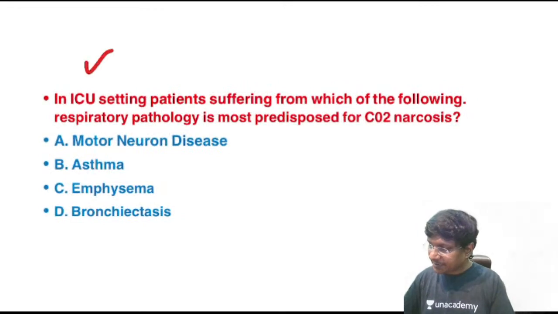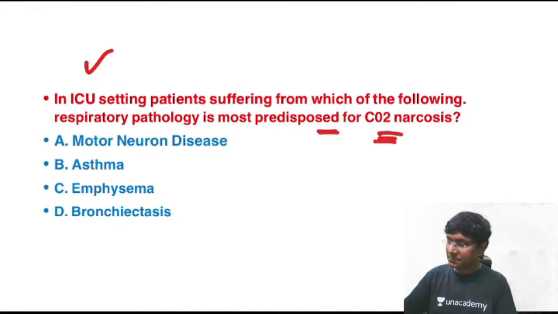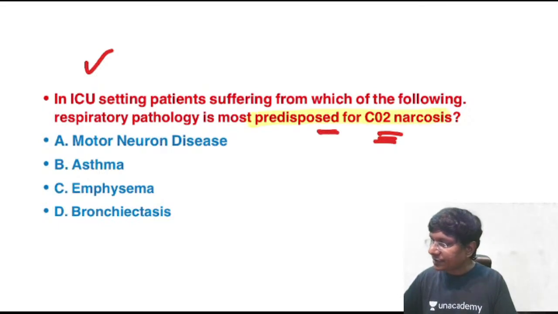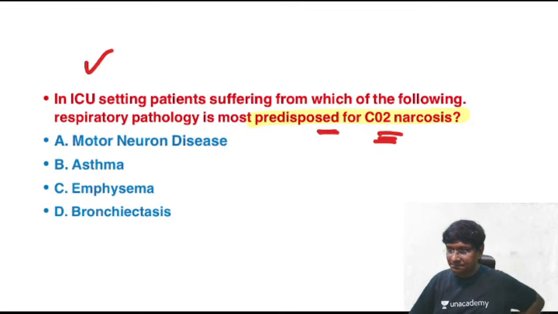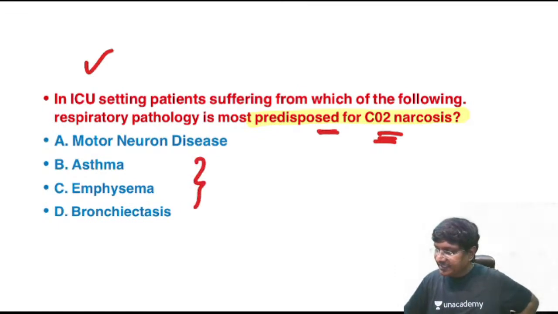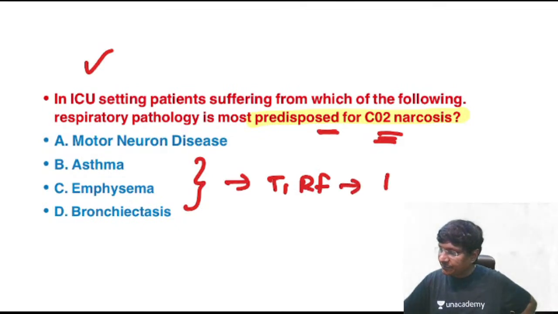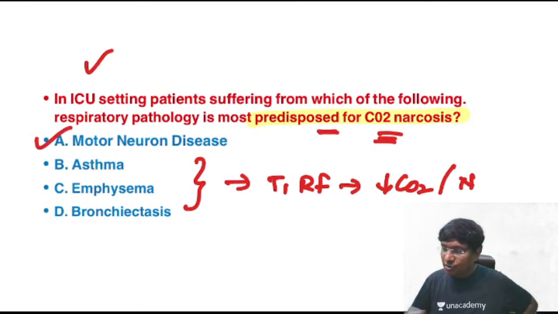In the ICU setting, patients suffering from which of the following respiratory pathologies are most predisposed to carbon dioxide narcosis? Anyone? No. See, all these will lead to type 1 respiratory failure, where carbon dioxide levels will be reduced or may remain normal. You take this motor neuron disease.